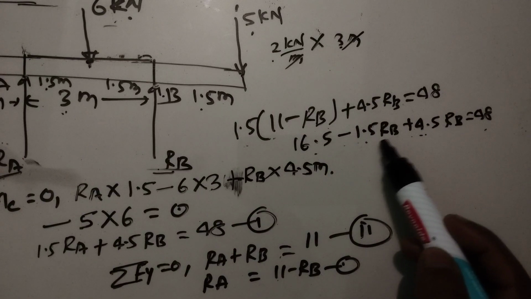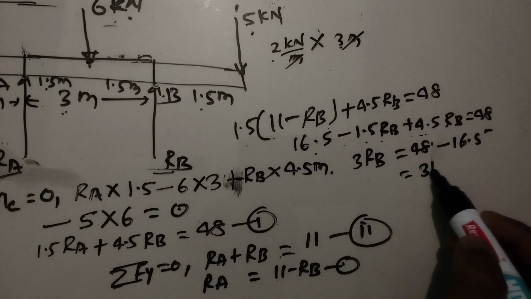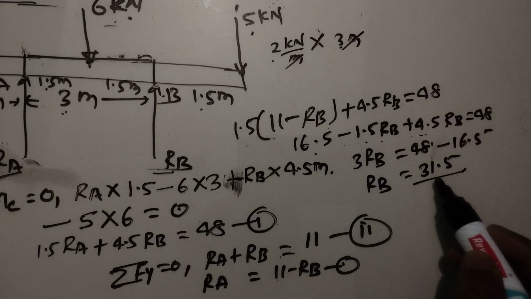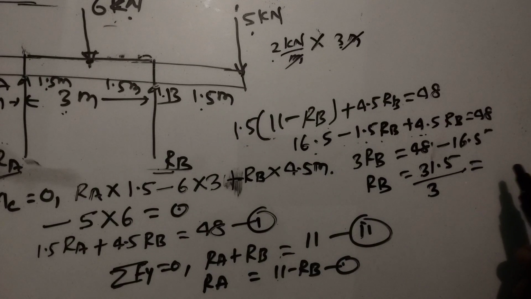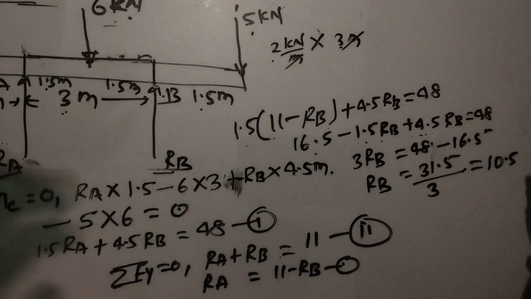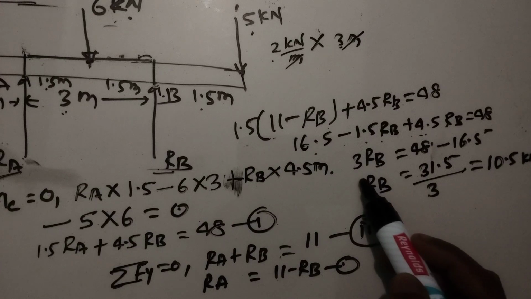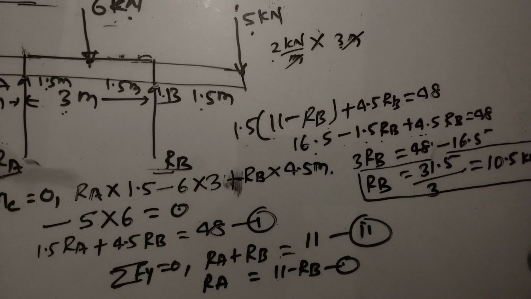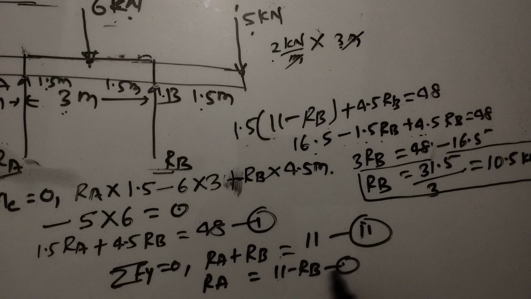Then it will be 31.5, and RB equals 31.5 divided by 3, that will be 10.5 kilonewton. This is the first reaction. We have calculated the RB value, 10.5 kilonewton, and this value we will put into these equations.